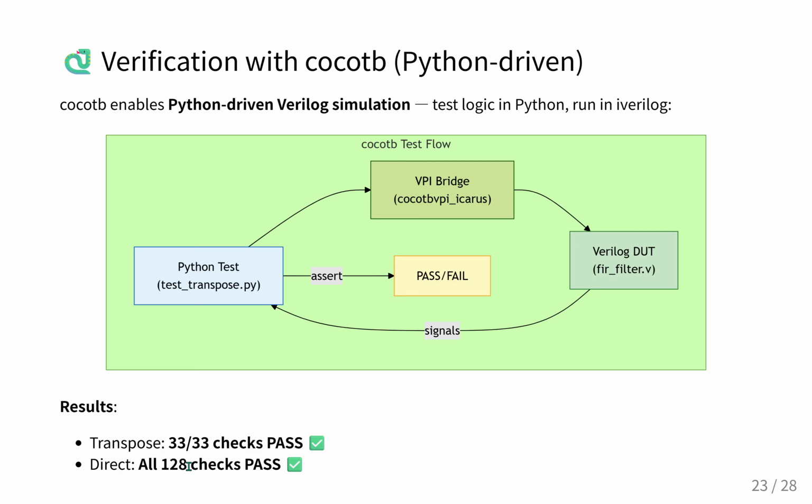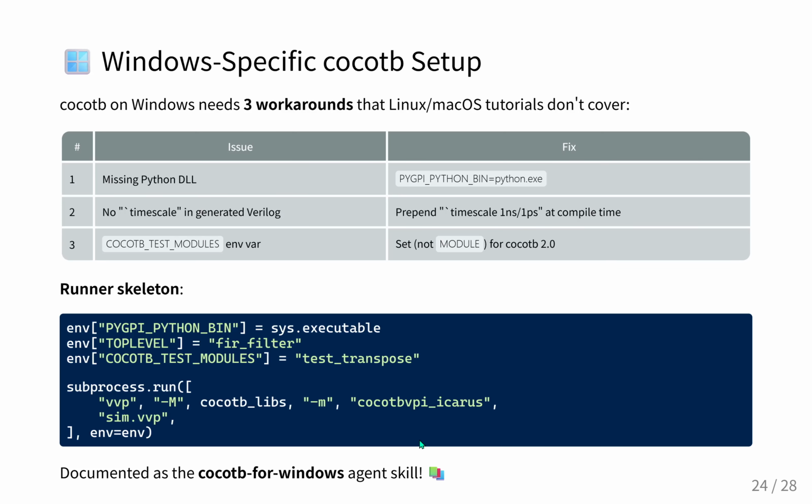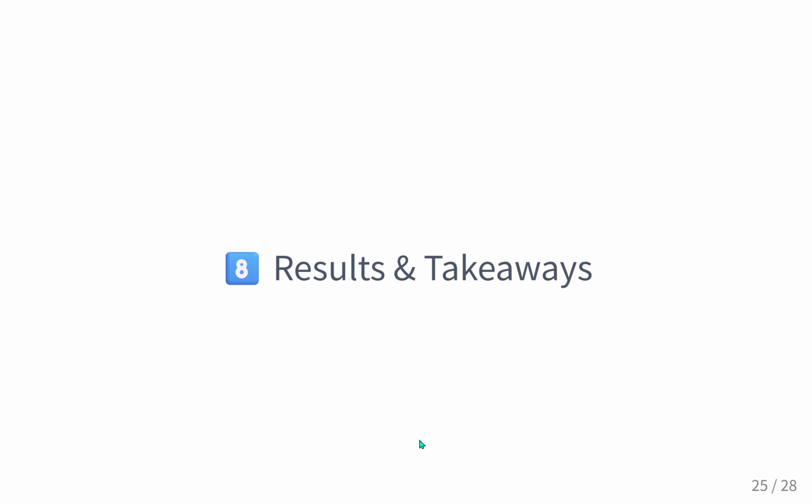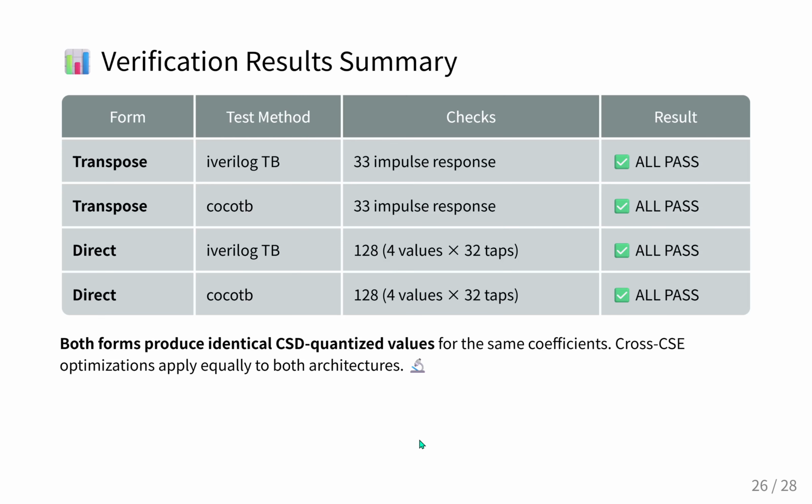All 128 passed perfectly. It is a definitive mathematical proof that the underlying CSD and CSC algorithms are rock solid across both architectures. Here's where it gets really interesting for me, though. Yeah, because amidst all this high-level mathematical theory, polyphase filtering, and architectural purity, the developer includes a slide entirely dedicated to the gritty, infuriating reality of making this test bench actually run on a Windows operating system.